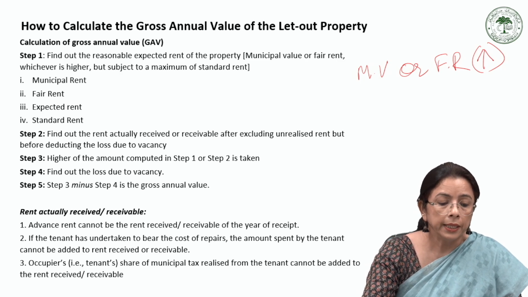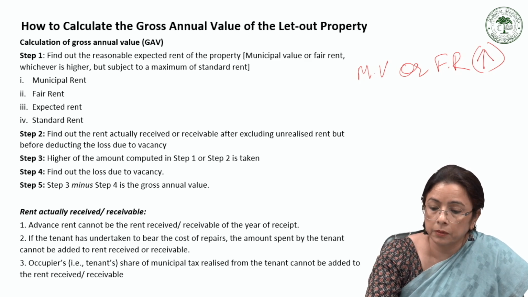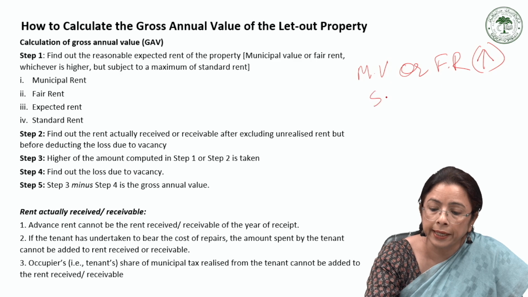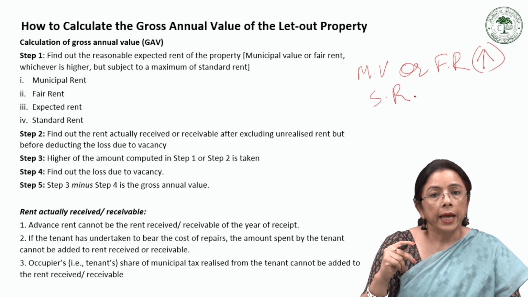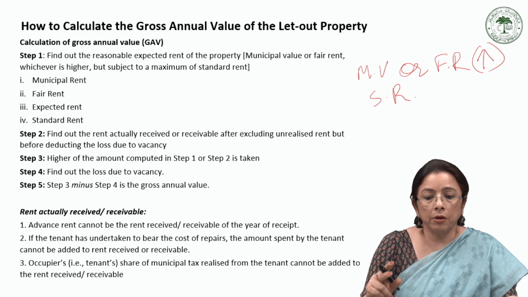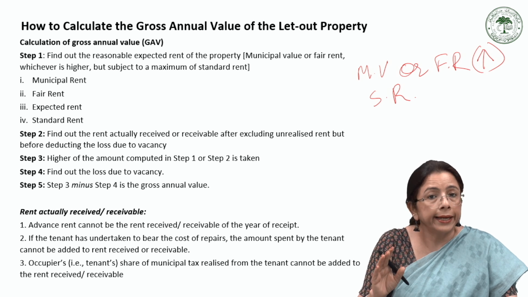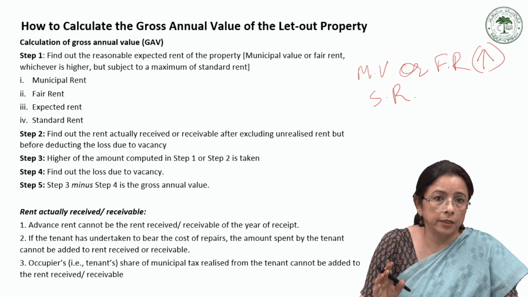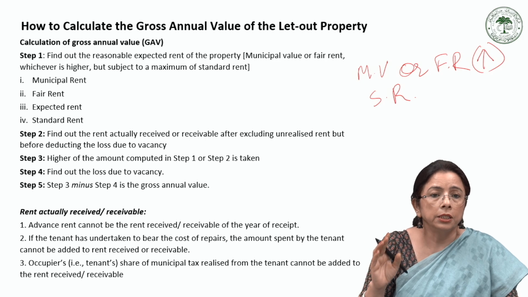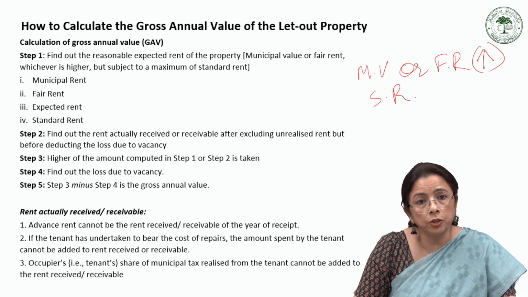Once it is picked up, then we'll compare that value with the standard rent. Okay, and whichever is lower will be taken as the expected rent, because here we should know that the value cannot go beyond standard rent. So to explain, we can say expected rent is deemed to be the sum for which the property might reasonably be expected to be let out from year to year.